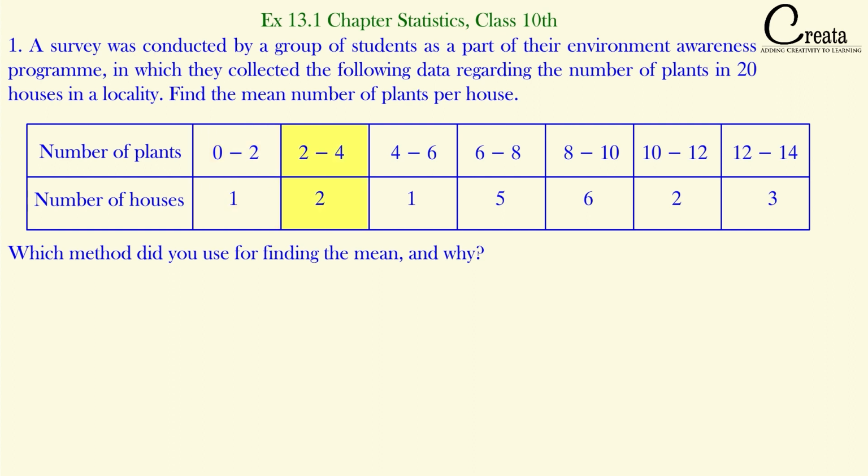Similarly, if you go to the second column, two houses are having plants in the range of 2 to 4. If you read the complete table, you will observe that 6 houses, that is the biggest number, are having plants in the range of 8 to 10. Even some houses, like 2 houses and 3 houses, are having plants in the range of 10 to 12 and 12 to 14. This data shows that the society has many houses having many plants. Only a few houses in the society have either nil or very few plants. Rest, that society is well aware of the environmental concern and they are having a larger number of plants.